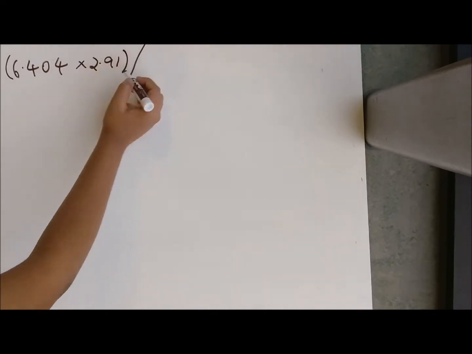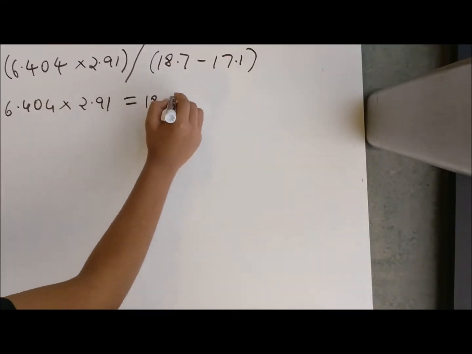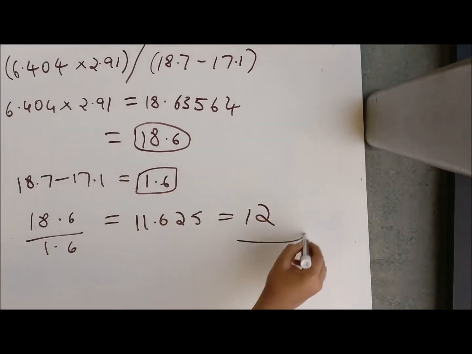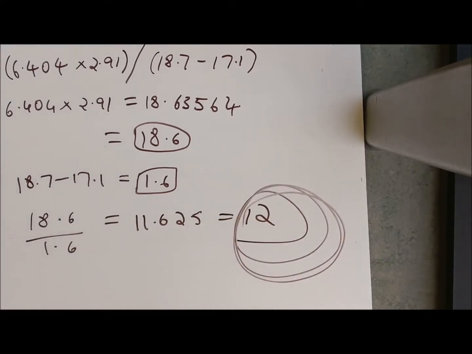So the multiplication answer to this question is just 420. So we've got page 35, question 37, part B. It is 6.404 times 2.91, the whole thing divided by 18.7 minus 17.1. When you're doing these kinds of problems, you have to divide them into steps.